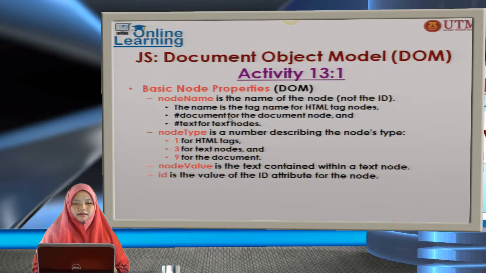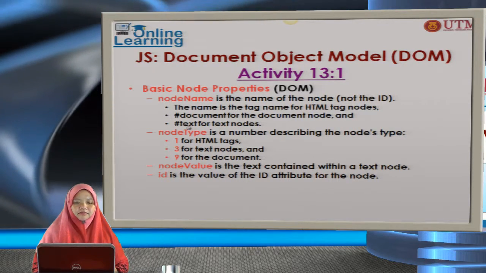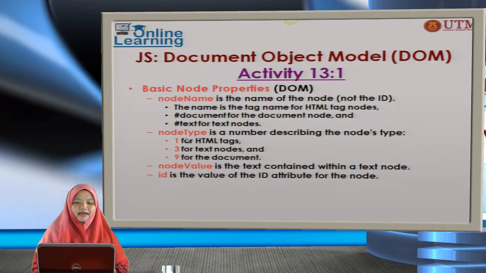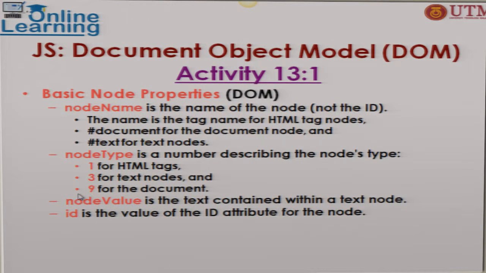Hash document for the document nodes, and hash text for text nodes, right? The next property that you have to know is nodeType, where nodeType refers to a number describing the node's type. For example, number 1 is for HTML elements, number 3 is for the text nodes, and number 9 is for the document. You will understand it while we do this activity 13.